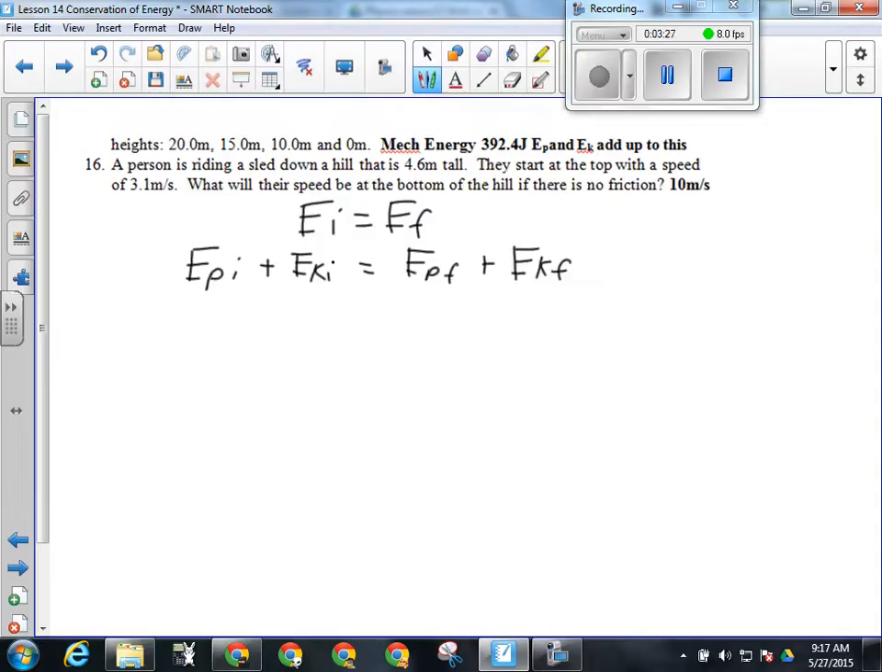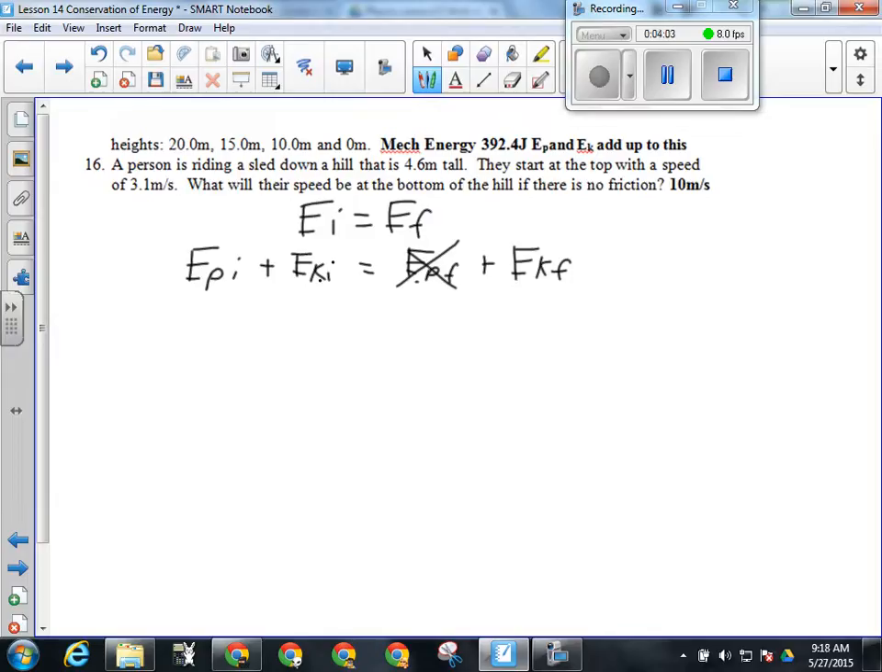I read the context of the question. They're on the top of a hill that's 4.6 meters tall, so they have potential energy, because they're above the ground when they start. They start at the top with a speed of 3.1 meters per second. So do they have initial kinetic energy? Yeah, they do. What will their speed be? If they're asking what their speed will be at the bottom, that means they have some, so they definitely have final kinetic energy. But they're talking about the bottom of the hill. Do I have any potential energy at the bottom? No. So this term can be canceled because it's zero.